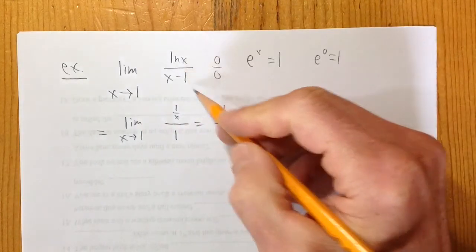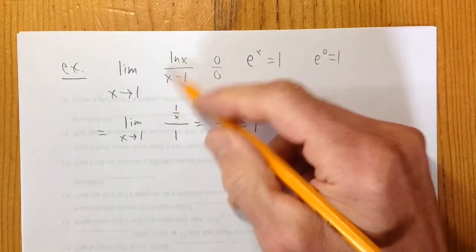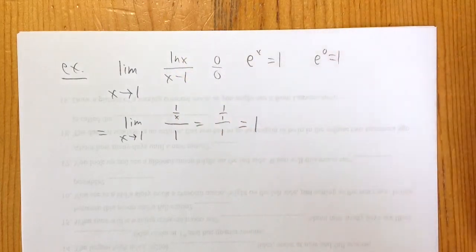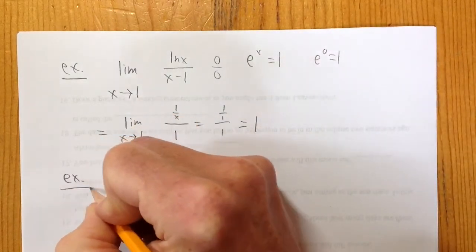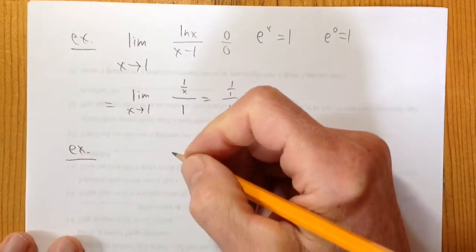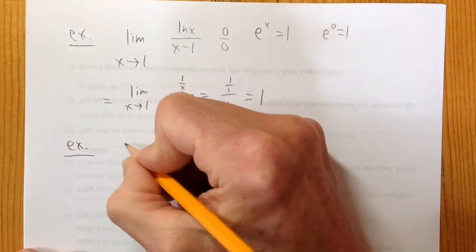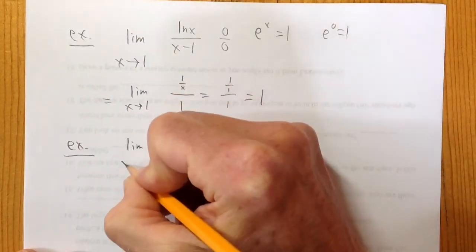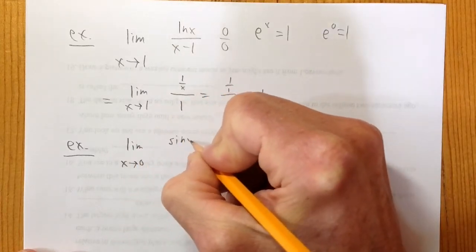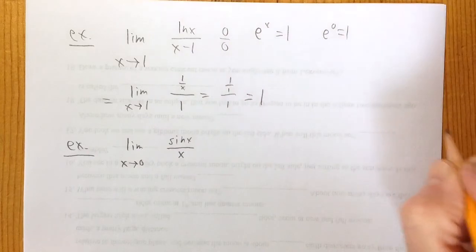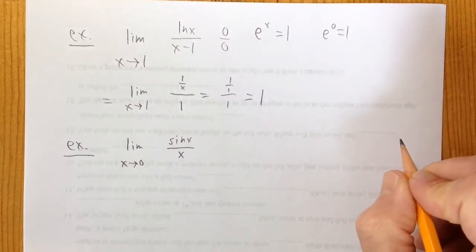So if we plug this in Desmos, as x goes to 1, this quantity goes to 1. How easy is that? Isn't that awesome? Let's do another one that we did before, and it was really tricky to do when we worked it out in the book. Limit as x approaches 0 of sine x over x. I think before we had to use the squeeze theorem, and it's kind of tricky.